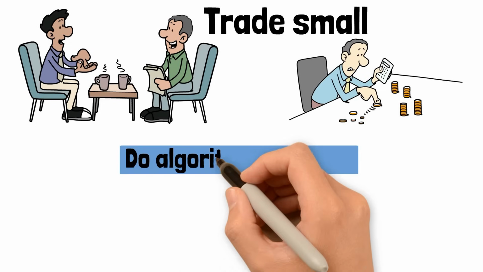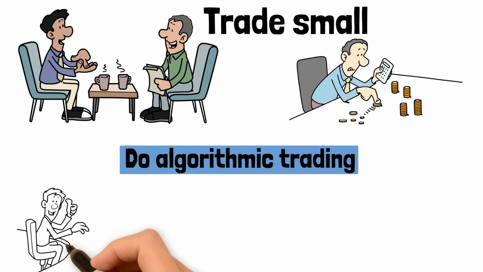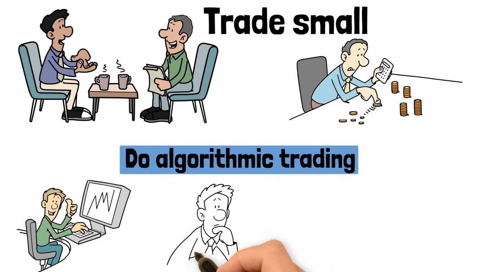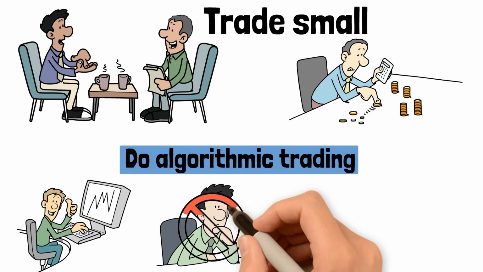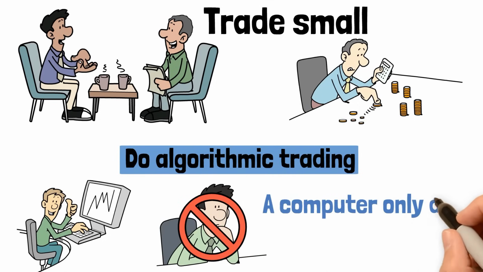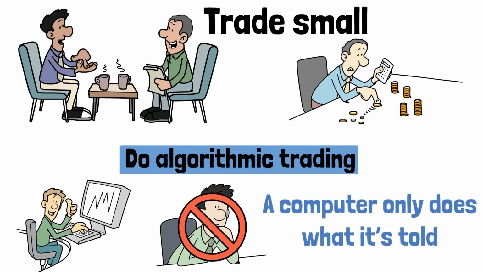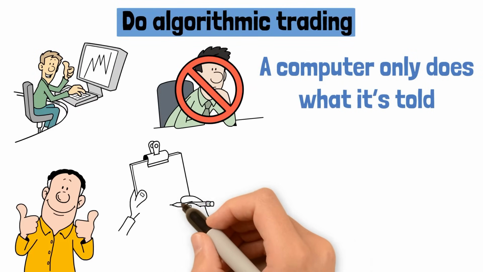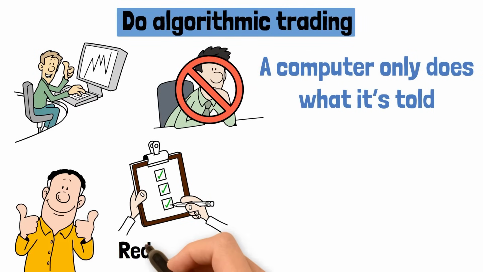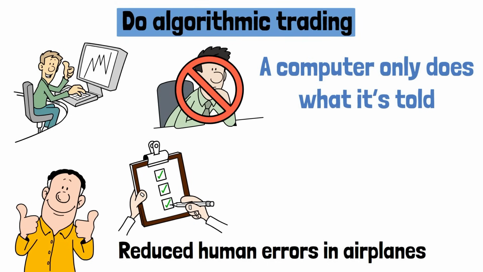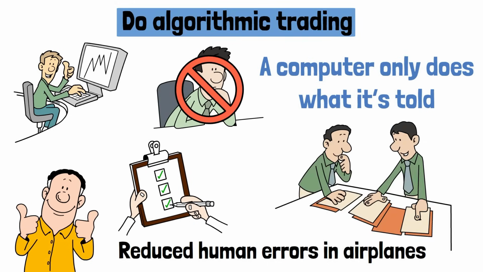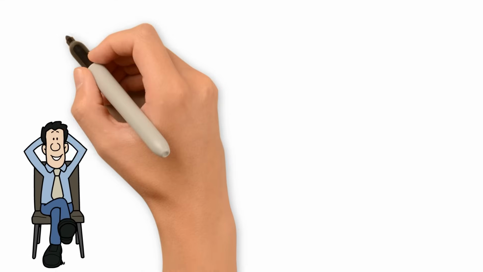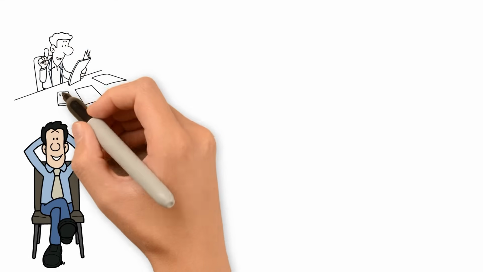Another advice is to do algorithmic trading. The computer creates a layer between you and your trading. The computer doesn't think and is not susceptible to emotions. A computer only does what it's told. A third way to reduce trading biases and mistakes is to implement checklists. Checklists have reduced human errors in airplanes, and they're guaranteed to reduce unnecessary mistakes in trading. Last, we recommend reading about human biases and cognitive errors to better understand them.